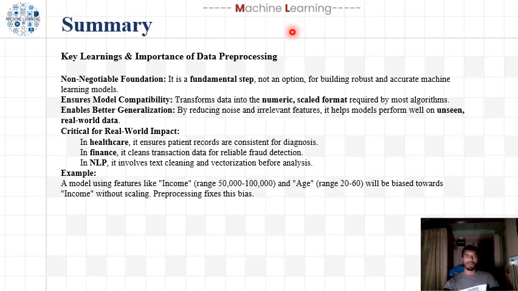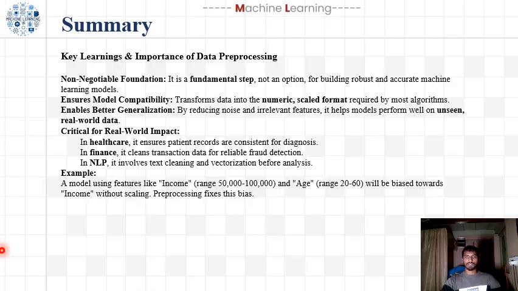Now, overall summary of this topic. So, in the summary, the key takeaways are: data preprocessing is a non-negotiable foundation for building robust and accurate machine learning models. It ensures model compatibility by converting data into the numerical, scaled format that algorithms expect. It enables better generalization by reducing noise, helping models perform well on unseen real-world data. Its impact is critical across domains, ensuring consistent patient records in healthcare, cleaning transaction data for fraud detection in finance, and preparing text data in NLP.